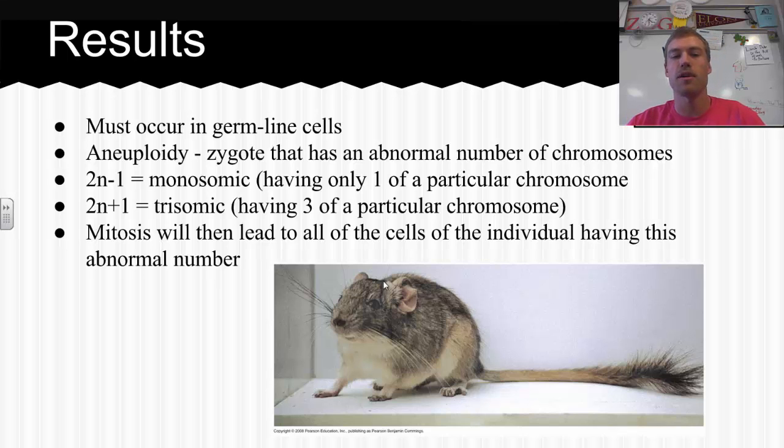2n-1 is monosomic, so basically you only have one of a particular chromosome. You could also have 2n+1, which is trisomic, having 3 of a particular chromosome. And then mitosis is going to lead to all the cells of that individual having this abnormal number.